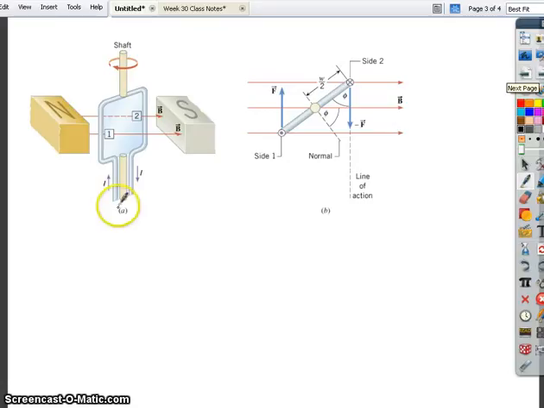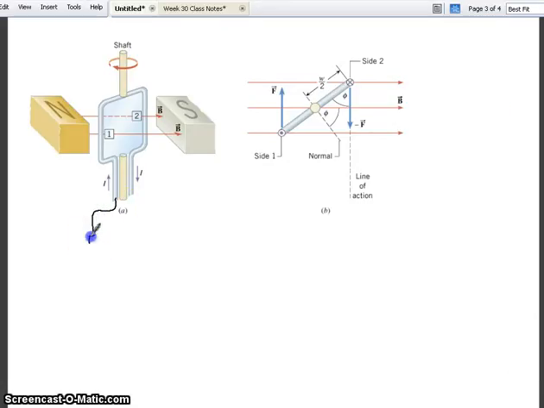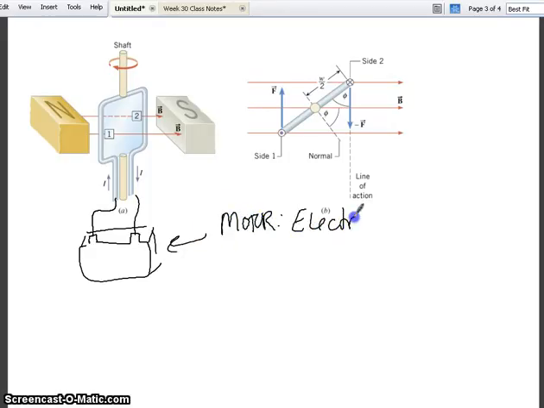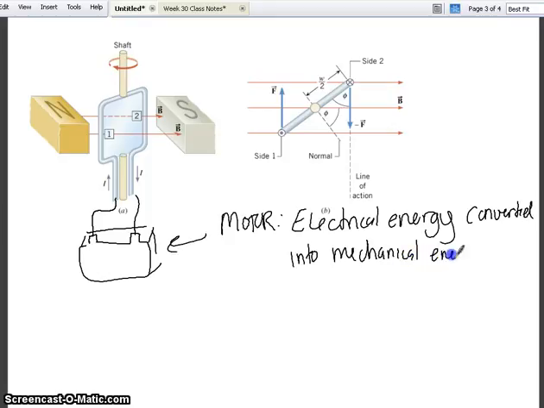A motor is attached to some sort of battery. So we have a battery connected to this motor. The battery provides the current. So in a motor, we have electrical energy converted into mechanical energy. It's just the complete opposite of what a generator does. So this would be a DC motor.